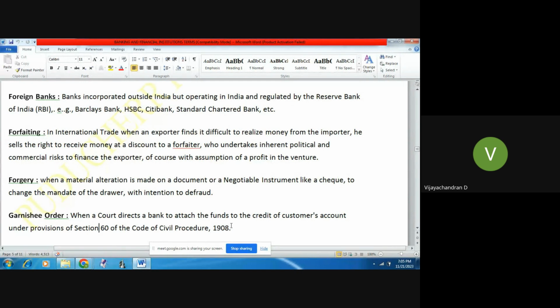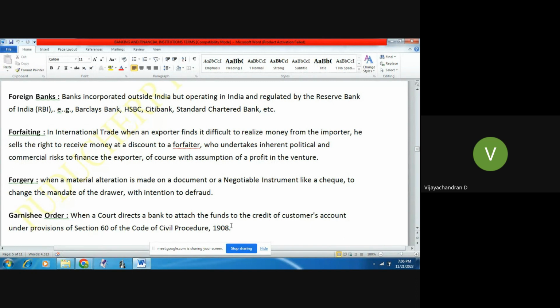So maybe it will be asked in your examination. The keyword forfaiting comes under international trade. When it comes, who has a right to discount the bills? The exporter. The exporter has a right to discount before the maturity.